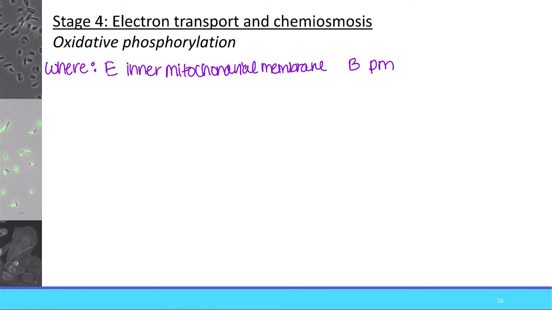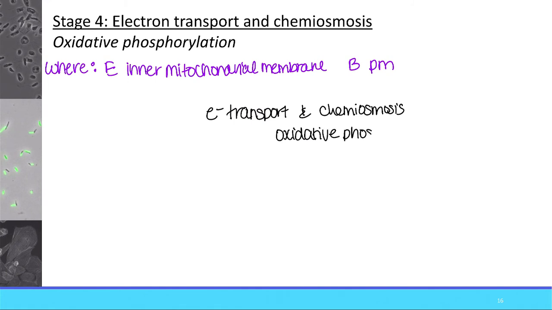So to understand what happens in this stage, we actually have to look at the name. This stage goes by 2 different names. It can go by electron transport and chemiosmosis. So that's kind of the first name. And the second name, which is also listed on this page, is oxidative phosphorylation. So to understand what's going on, we can actually take a look at the names. We're going to focus on the left side first.